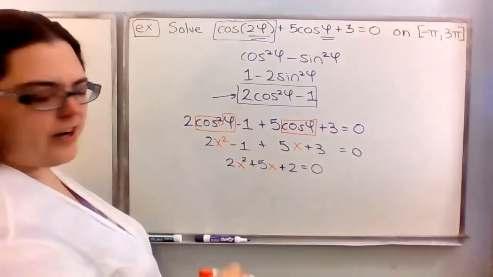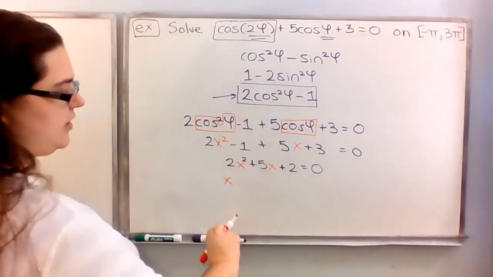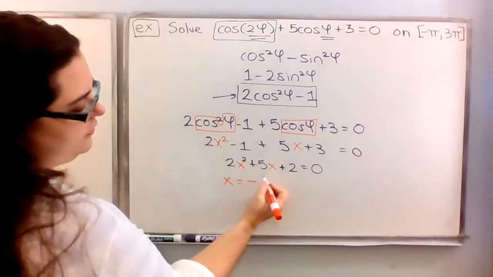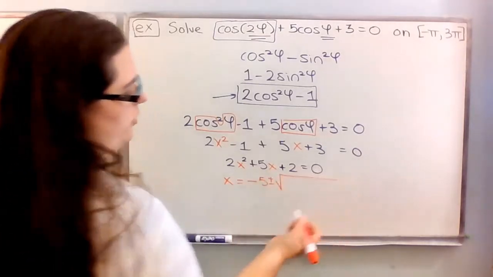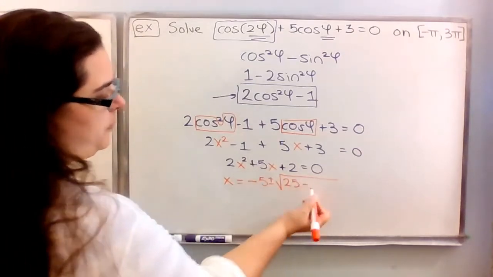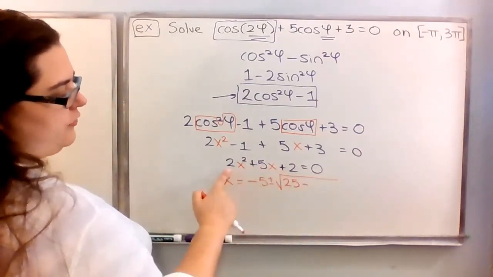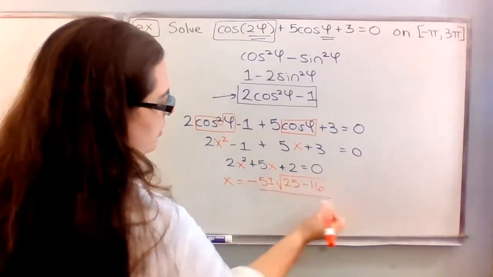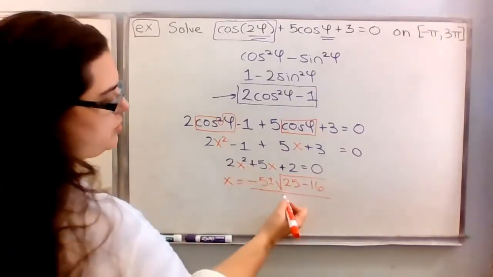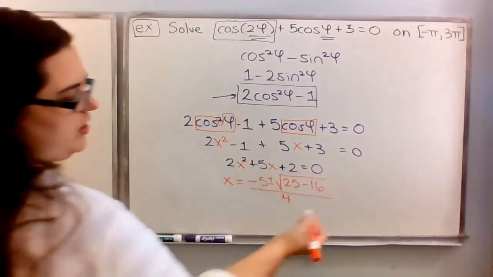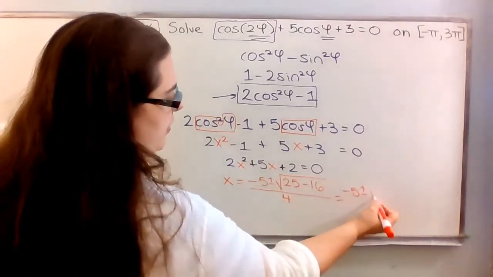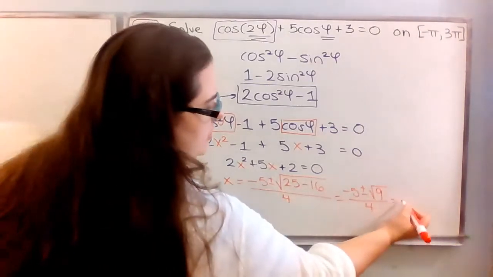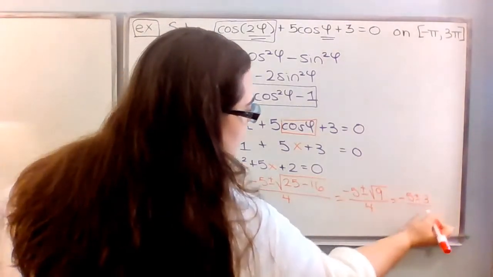So let's use the quadratic formula for this one. So let's say we've got x is equal to negative b, so negative 5 plus or minus the square root of b squared, so 25, minus 4ac. So 4 times 2 is 8, times 2 is 16, all over 2a. So 2 times 2 is 4. So this is going to give us negative 5 plus or minus the square root of 9 over 4. So that will give us negative 5 plus or minus 3 over 4.